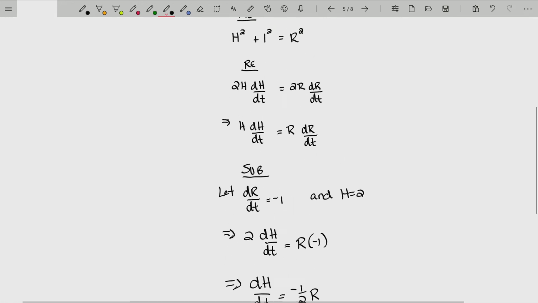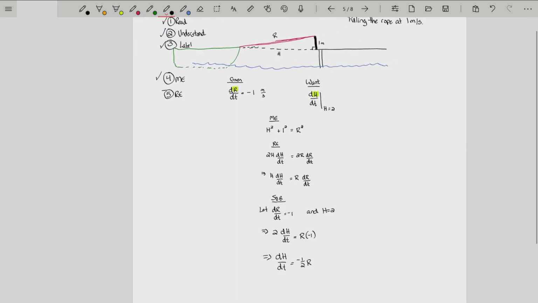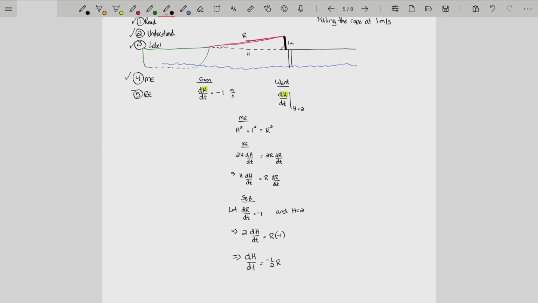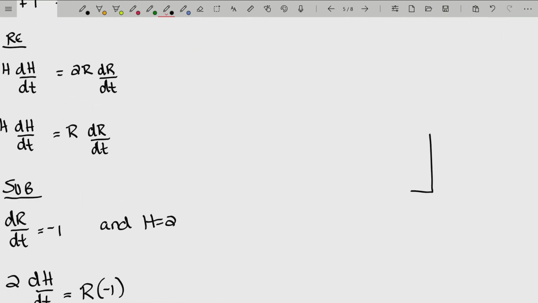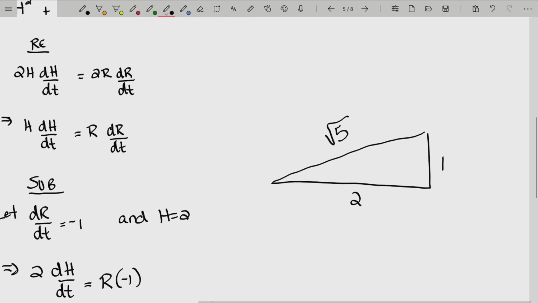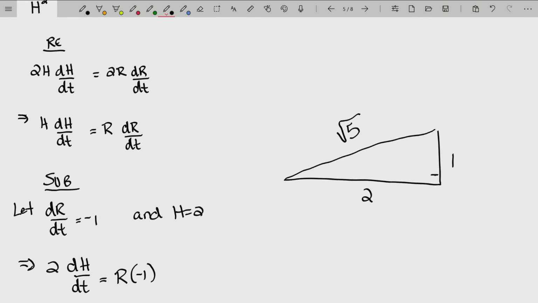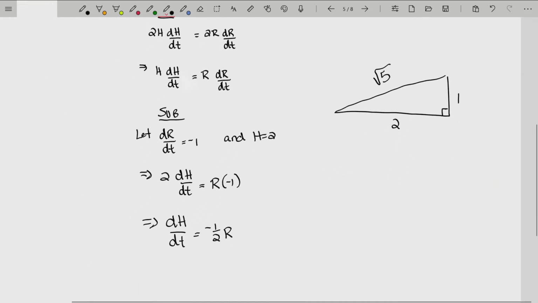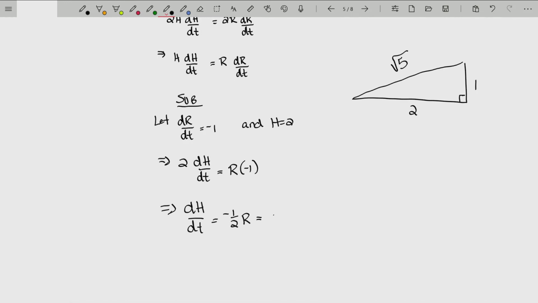But R is the rope length, and we need to know that rope length. Luckily, H is 2. So I just have this little right triangle, a little over accentuated, but whatever. Like that, and I can easily see this is going to be √5 is the rope length at that instant. That's a right angle right there. So √5 is what R is, -√5/2.